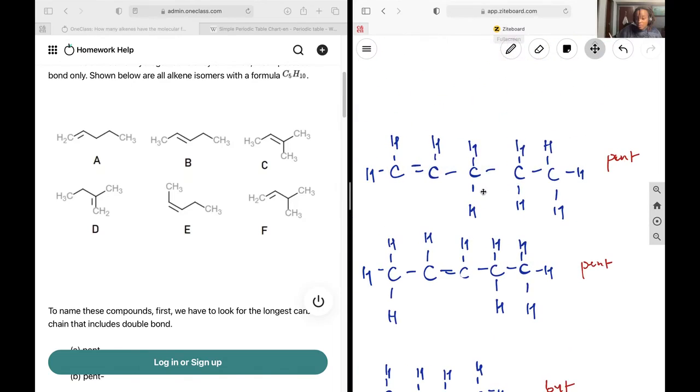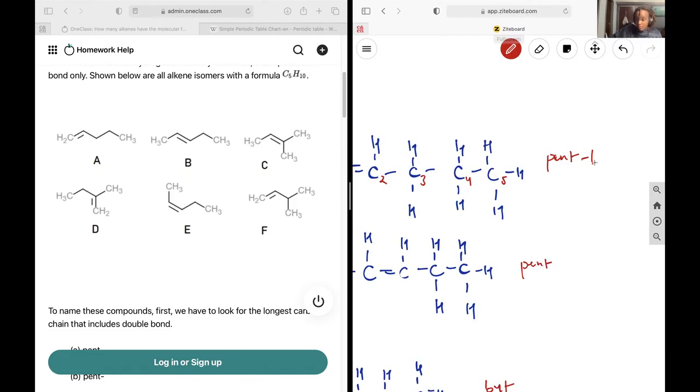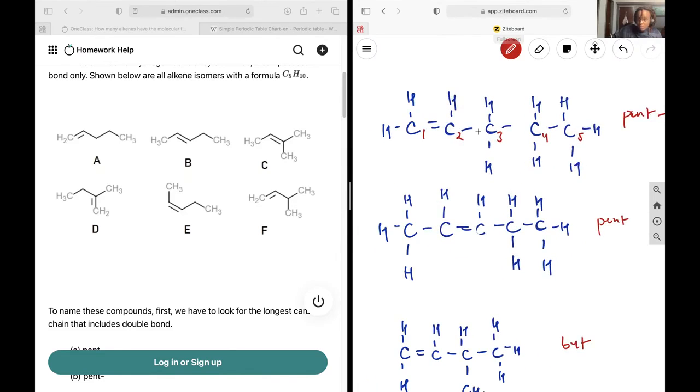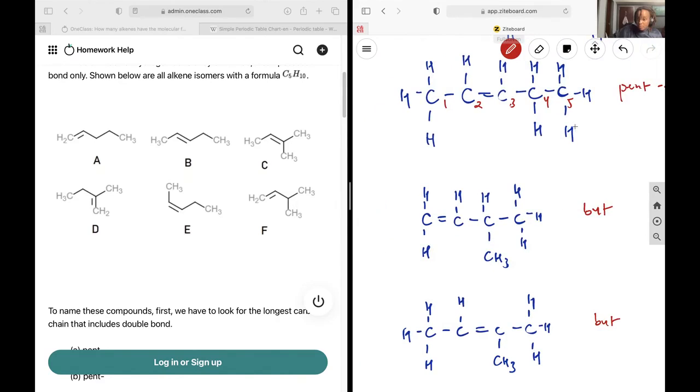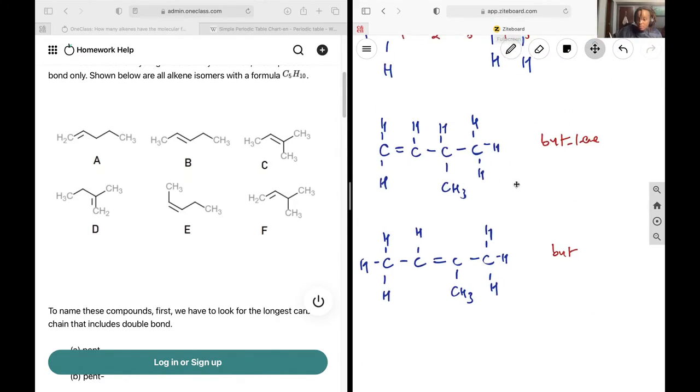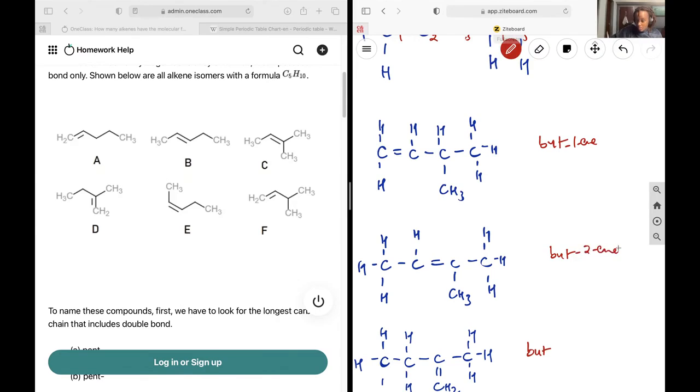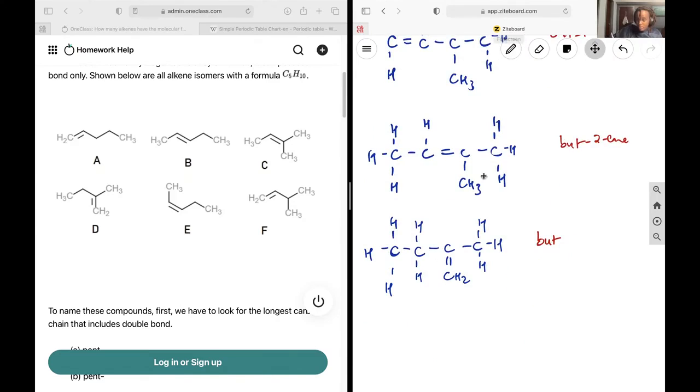Now I go about listing where the double bond is. On this one, it's on carbon 1 if I label them. So this will be pent-1-ene. On this one again, let's label them. This one doesn't matter which direction I choose. Sorry, it does because I want to hit it on carbon 2. And so this one is pent-2-ene. This is going to be but-1-ene. This is going to be but-2-ene. And this one, since this is carbon 1, because I want to hit the double bond as soon as I can, so this is carbon 2, 3, 4. So this is also going to be but-1-ene.